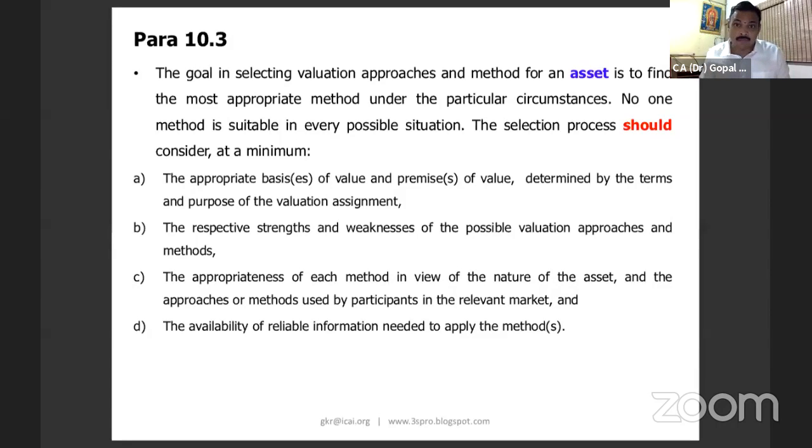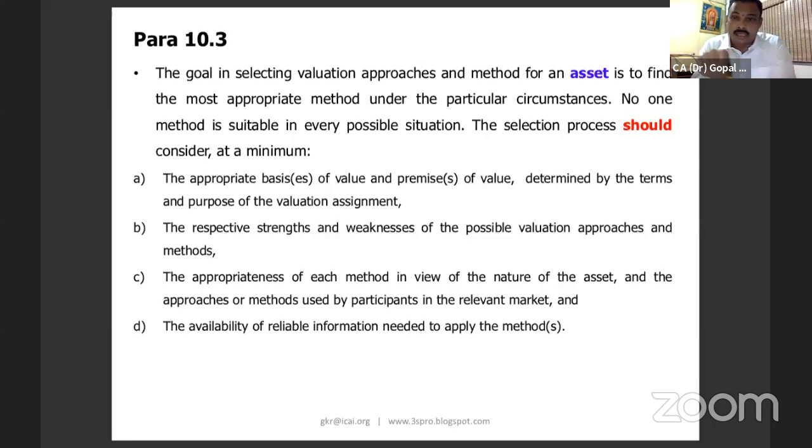Okay, so good. Without this, you can't decide the approach. So approach is actually on top of the pyramid. Bottommost is purpose. The next step is the basis. You can have multiple bases also. The next is the premise of value, and the next step is approach.